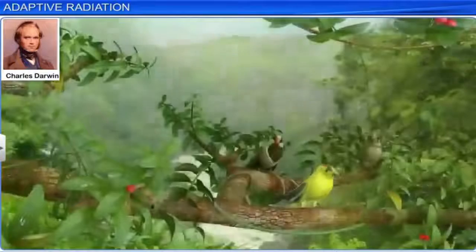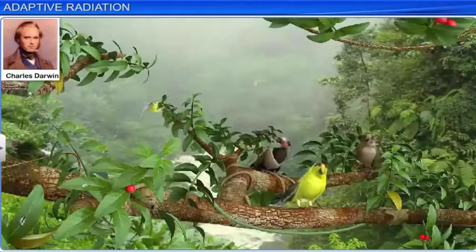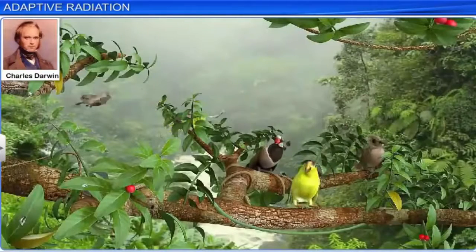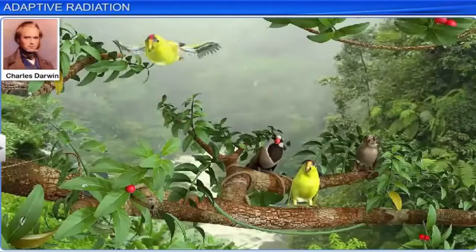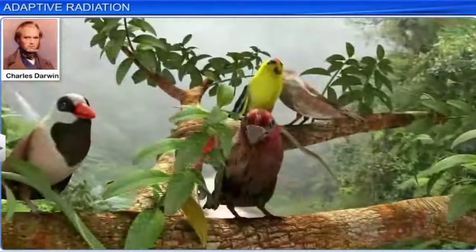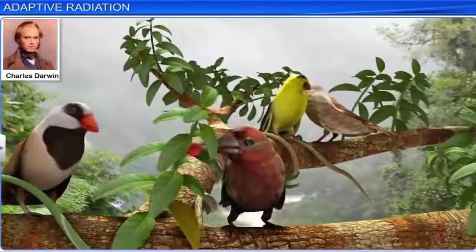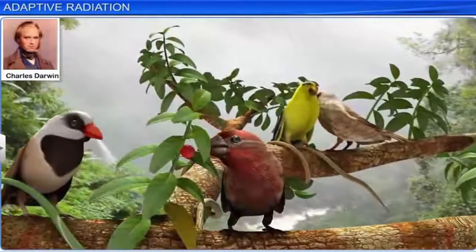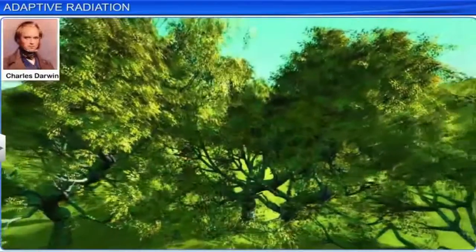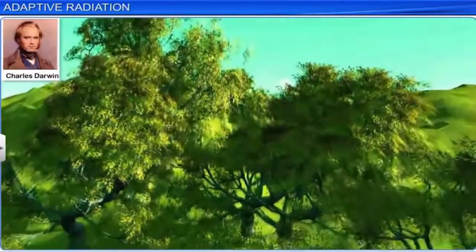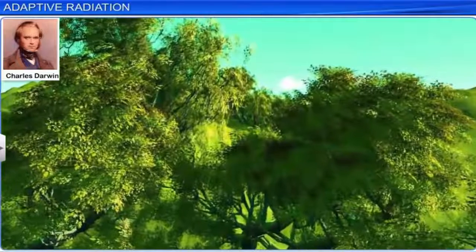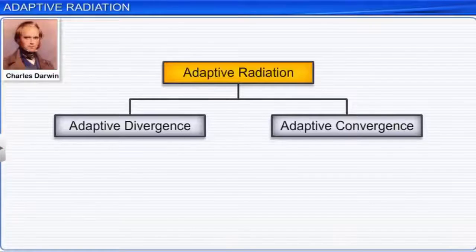These finches, also known as Darwin's finches, demonstrated the concept of adaptive radiation. It is a type of evolution in which species in the same geographic area, derived from a common ancestor, successfully adapt themselves to their natural environment due to natural selection. Adaptive radiation is of two types: adaptive divergence and adaptive convergence.